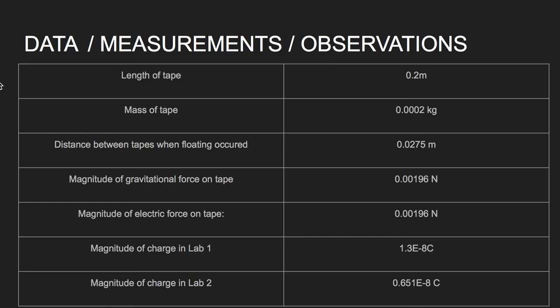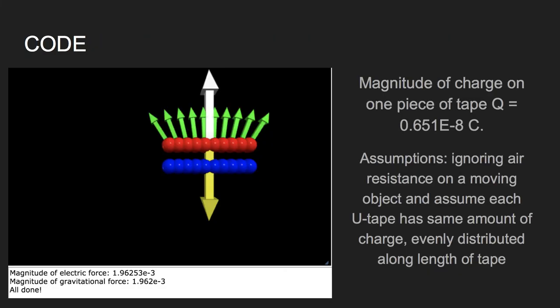And the magnitude of charge that was found in lab 1 was 1.3 e to the negative 8 coulombs, but in this lab, it was found to be 0.651 e to the negative 8 coulombs. And the coding, this is the image that was achieved. The magnitude of charge on the one piece of tape, like I said, was found to be 0.651 e to the negative 8 coulombs.